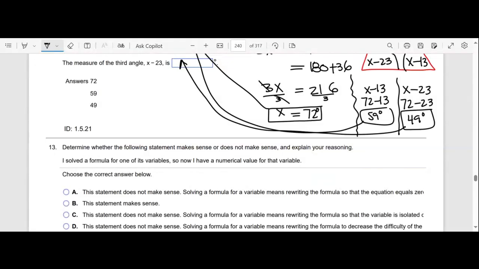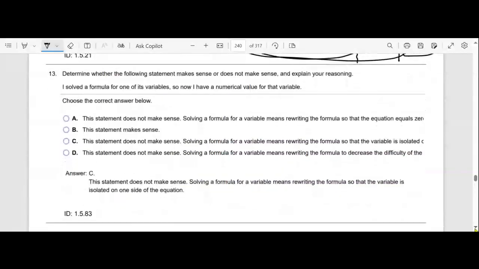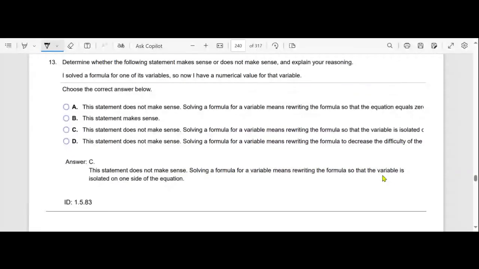Number 13. I need someone to read. Determine whether the following statement makes sense or doesn't make sense, and explain your reason. I solved the formula for one of its variables, so now I have the value for that variable. Choose the correct answer below.